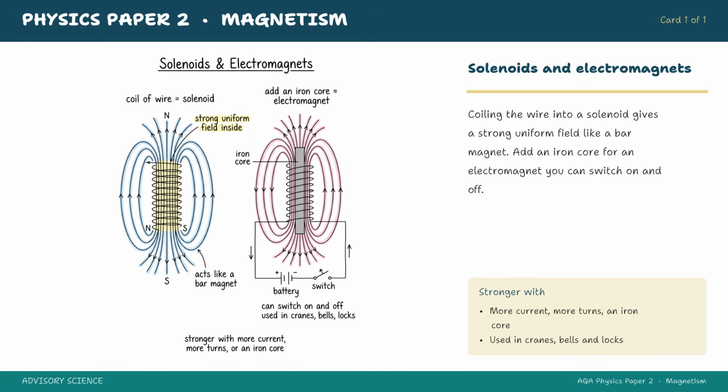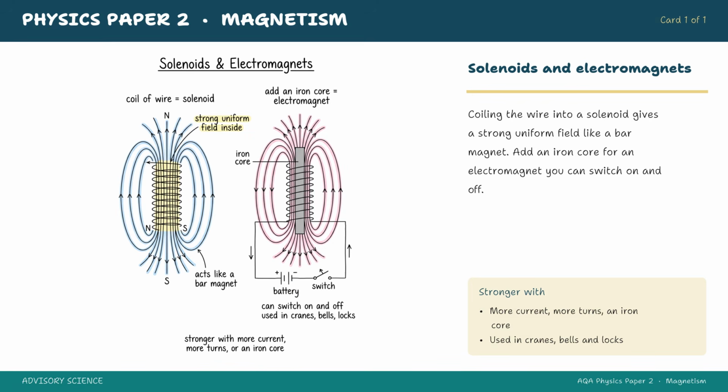Solenoids and electromagnets. A single wire's field is weak, so we coil the wire into a cylinder called a solenoid. The clever part is that the field from every loop adds together, giving a strong, uniform field inside the solenoid. While outside, it looks just like a bar magnet, with a north and a south end. Put an iron core inside the solenoid and you have an electromagnet, and the iron massively boosts the field.